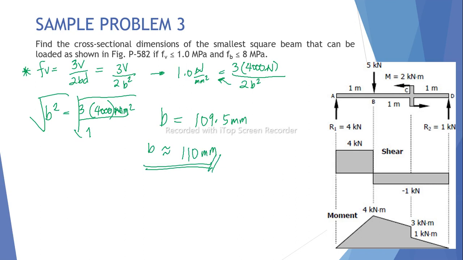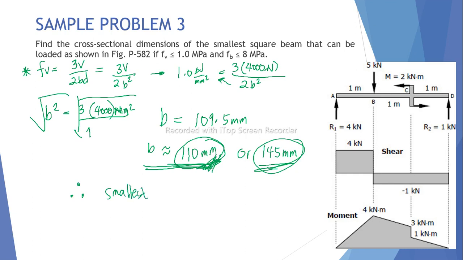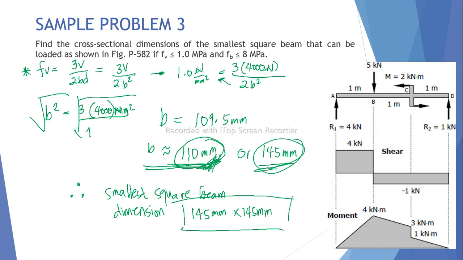So which one will we use? The 110 or 145 millimeters? The minimum requirement for shear is just 110. This is the minimum requirement for it. But for the bending, it cannot handle 110. It should be 145. So therefore, our smallest square beam dimension should be 145 millimeter by 145 millimeter beam. So this will be our answer for this sample problem number 3.